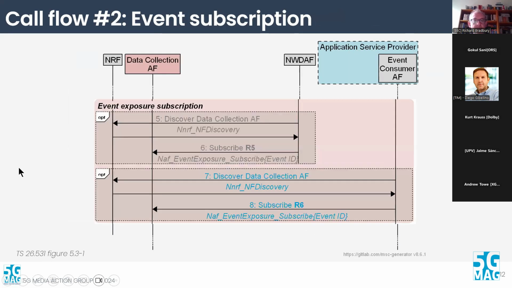And then there's a second phase, which is all about the consumer subscribing its interest. The NWDAF does this as well, just for completeness. But an external consumer will then do a discovery. So it talks to this network repository function. It's kind of like looking something up in the telephone directory. And then it actually does the subscription to say, I'm interested in receiving events of this particular type. So that's the subscription part of the flow.